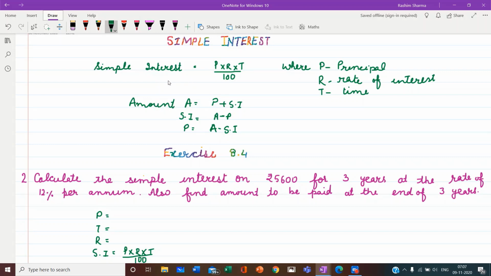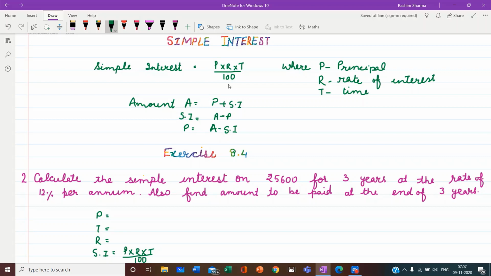So the formula for simple interest is principal into rate into time upon 100. This is the formula for that additional money that you have to return. By P into R into T, P is principal, R is rate of interest, and T is time. P into R into T upon 100 is simple interest.